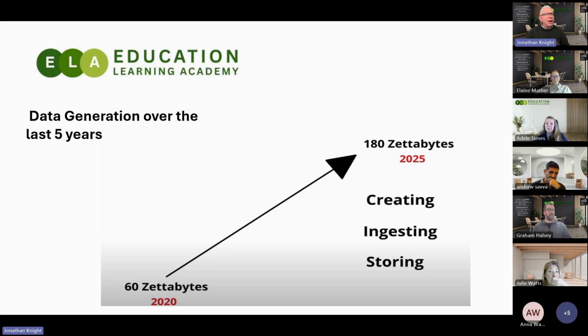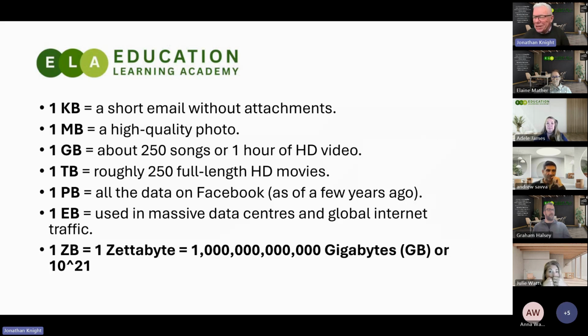So the data generation in the last 5 years, you can see on my chart there, a simple chart, but it shows that in the last 5 years it's doubled. And just to give you some context, you can see zettabytes. What's a zettabyte? Well, a little bit of technical information for you. So 1 zettabyte is, I think it's 1 billion gigabytes of data, or 10 to the power 21 for your mathematicians out there. It gives you a rough idea about this information that's being stored.